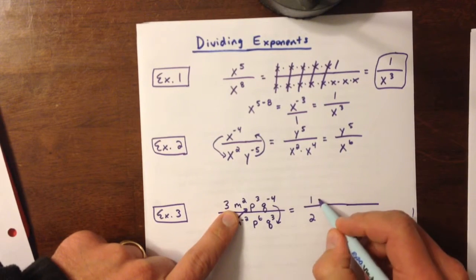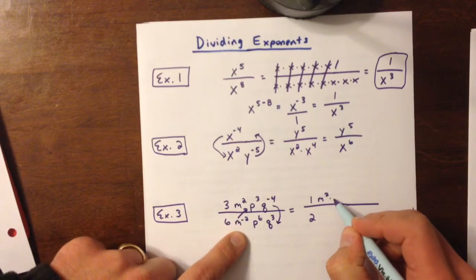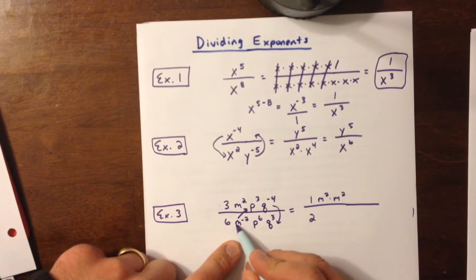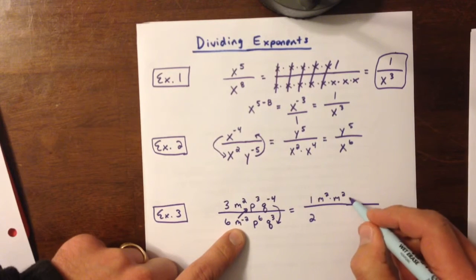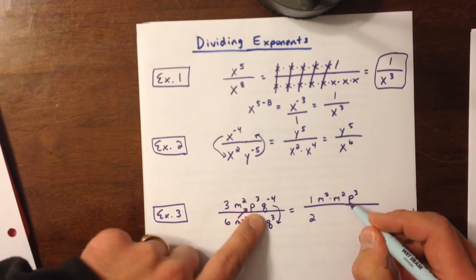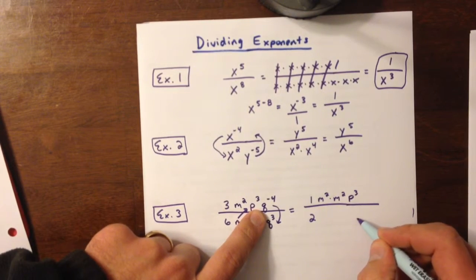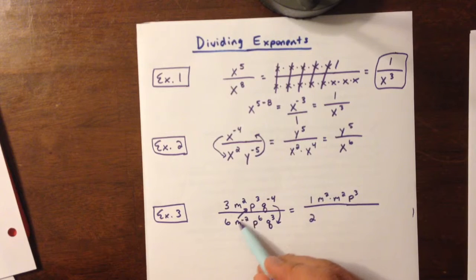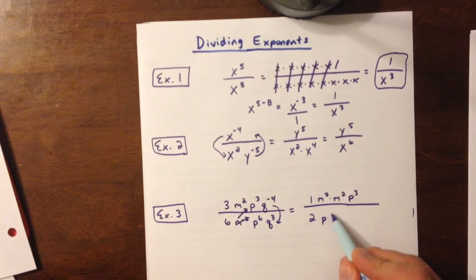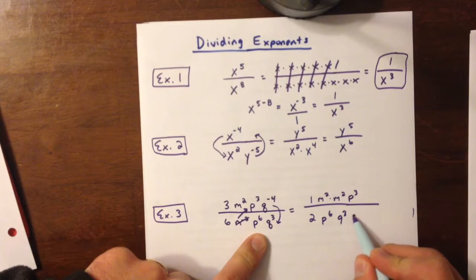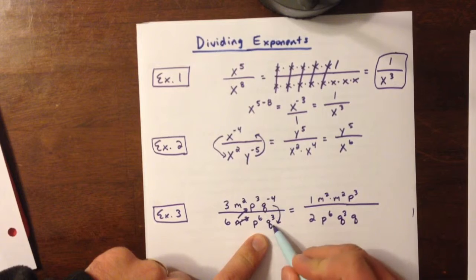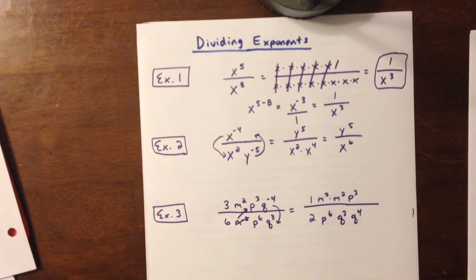Now, m squared is still up there. So I have m squared times this m to the negative second, when it goes up top, becomes positive. Just going to rewrite the p to the third, and this q to the fourth is going to come down here. So this moved, so that's gone. P to the sixth is still there, and q to the fourth is going to join the q to the third. So I just moved a few things around. Now I can put things together.